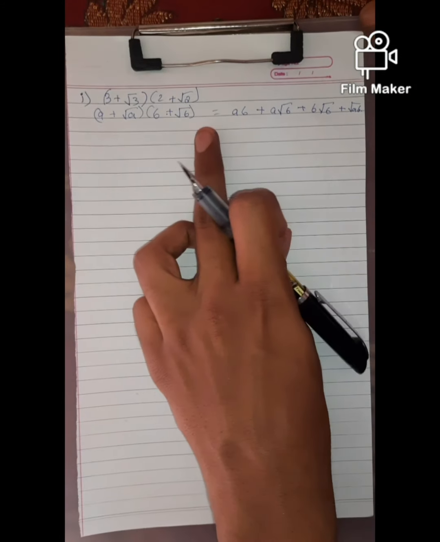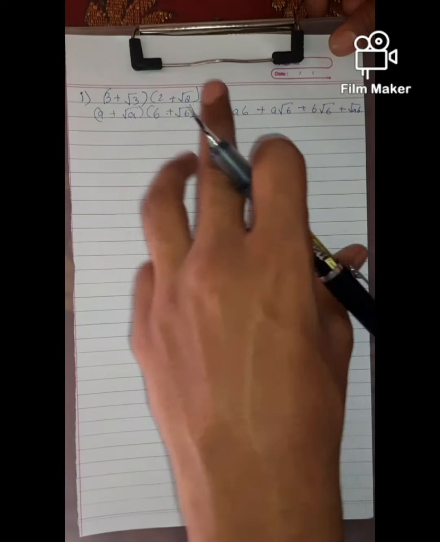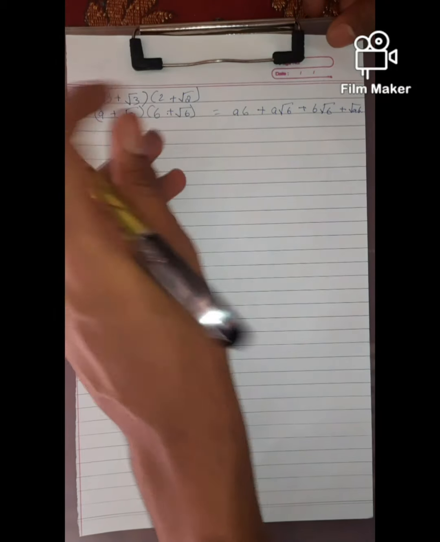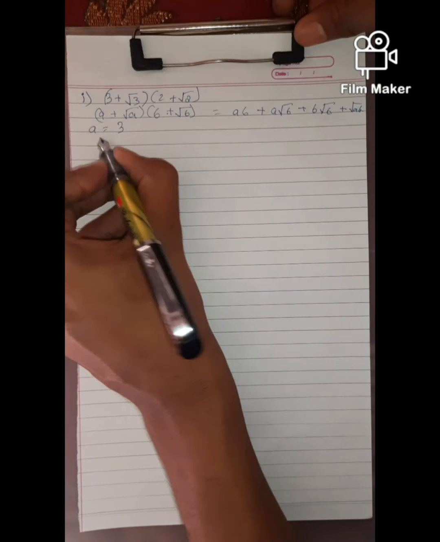I taught how to multiply both these expressions in part 8 and 9. So in this video, I'm not going to explain that. So please refer to that video. So from here, a is 3 and b is 2.